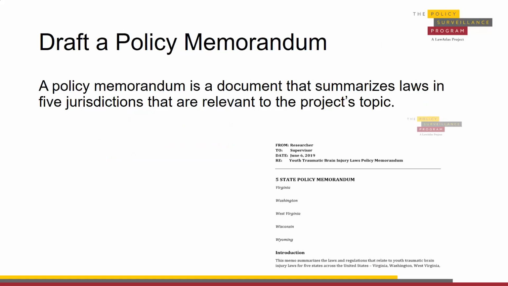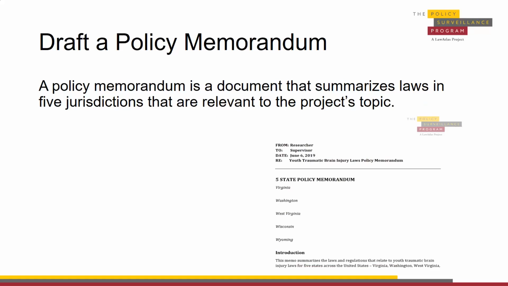So after you finish with your background memorandum, the two researchers who have written the background memorandums will then write a policy memorandum, which is a document that summarizes laws in 5 sample jurisdictions that are relevant to the project's topic. So in this situation where we have 2 researchers each writing their own policy memorandum, they would each have a sample of 5 jurisdictions, with 10 jurisdictions total in the sample.